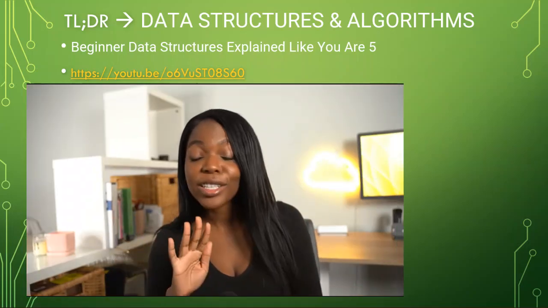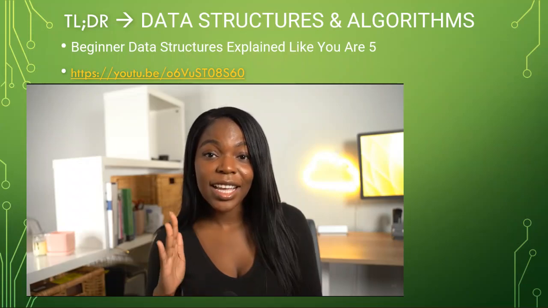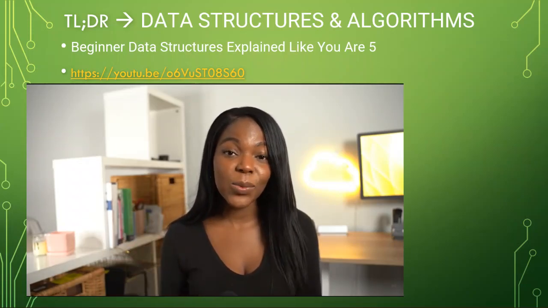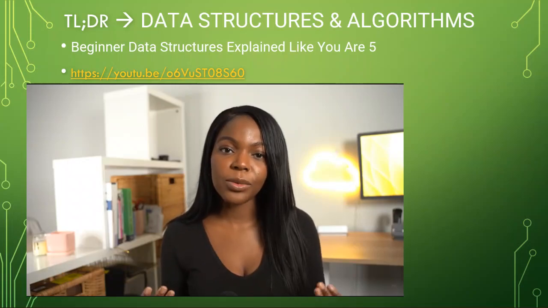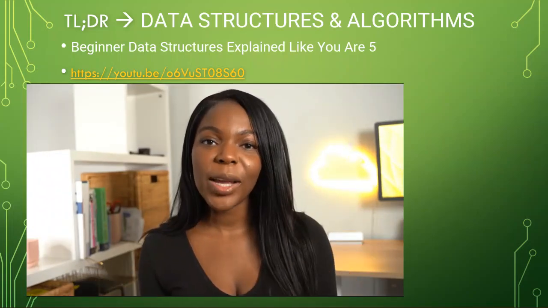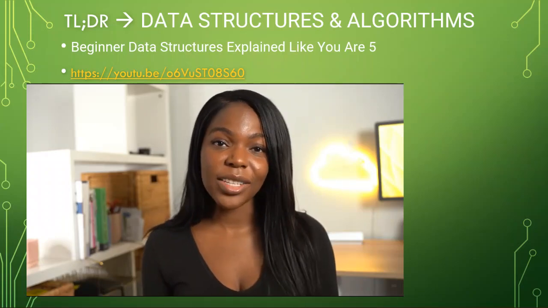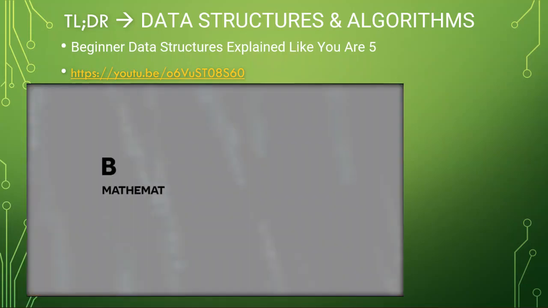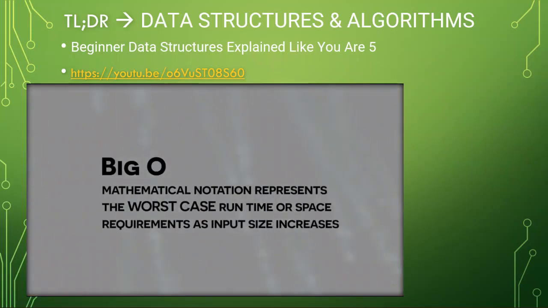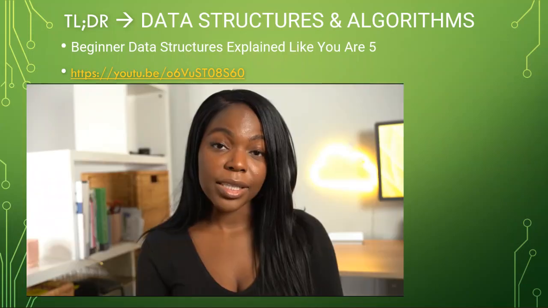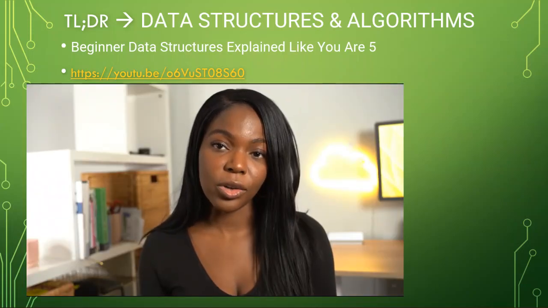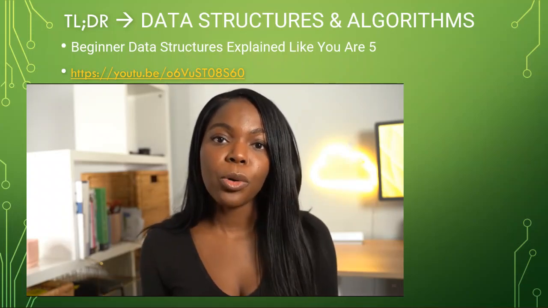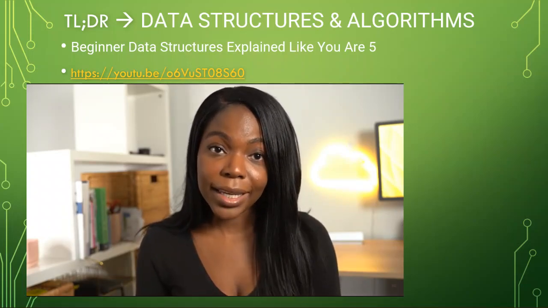But there is no perfect data structure. Every data structure has its strengths and its weaknesses, and you have to consider the trade-offs before deciding which one to use. So the way we understand the strengths and the weaknesses of a data structure is through a mathematical concept known as Big O notation. Big O notation, simply put, represents the worst case runtime or space requirement for a data structure or algorithm. So as your input size grows, how much longer does your algorithm take to run, and how much more space in memory does the algorithm need?